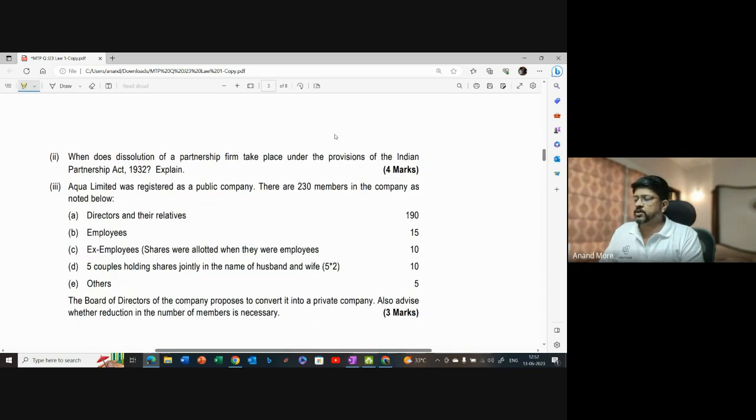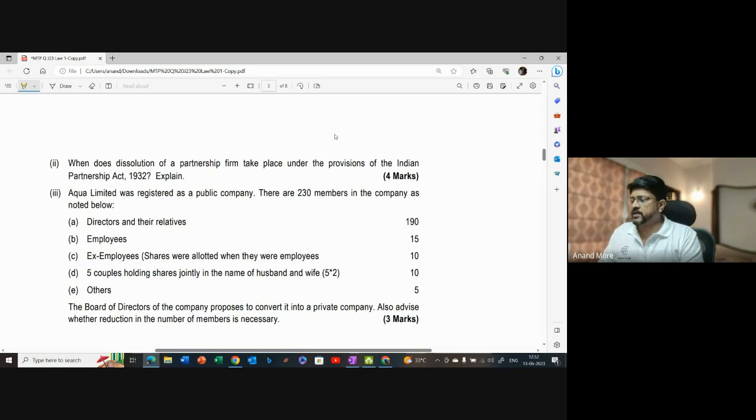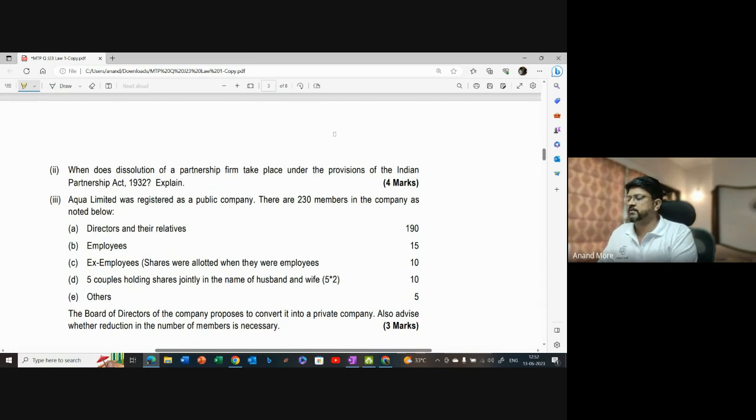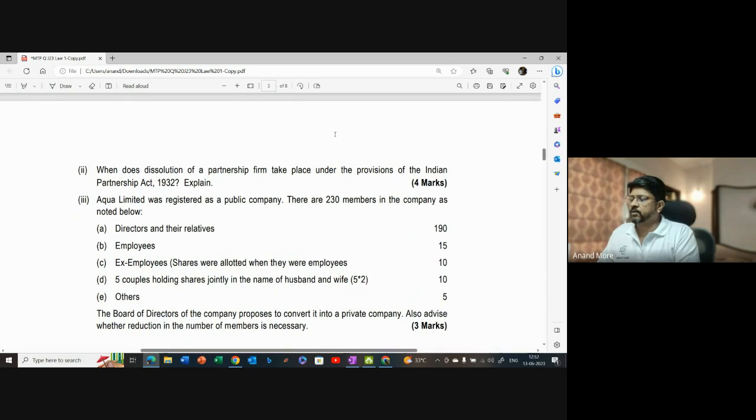Next, when does dissolution of partnership firm take place under the provisions of the Indian Partnership Act? When does dissolution of partnership firm take place? Okay, dissolution of partnership firm. 4 marks they have told. Very good.